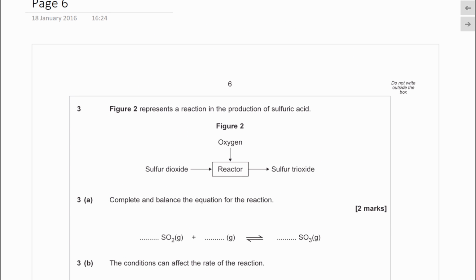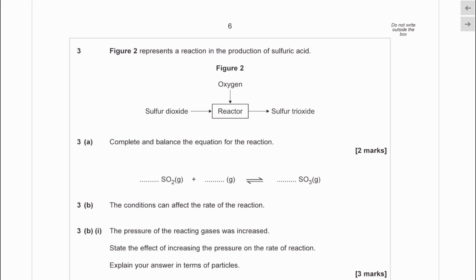All right, so let's have a look at question 3. We're told that figure 2 represents a reaction in the production of sulfuric acid. Right, and we have sulfur dioxide going into a reactor, oxygen coming in from the top, and sulfur trioxide coming out on the right hand side. Right, and we're asked to complete and balance the equation for the reaction.